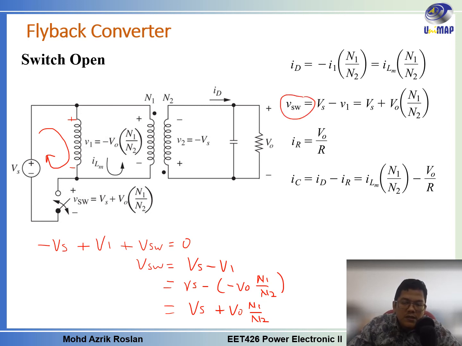Okay, and then for the output current here, the IR, the current across here, is equal to V out over R, and the current that goes through this capacitor here is equal to ID minus IR. The current ID is the current coming from the primary side, which is equal to ILM N1 over N2 minus V out over R. V out over R is the load current here.